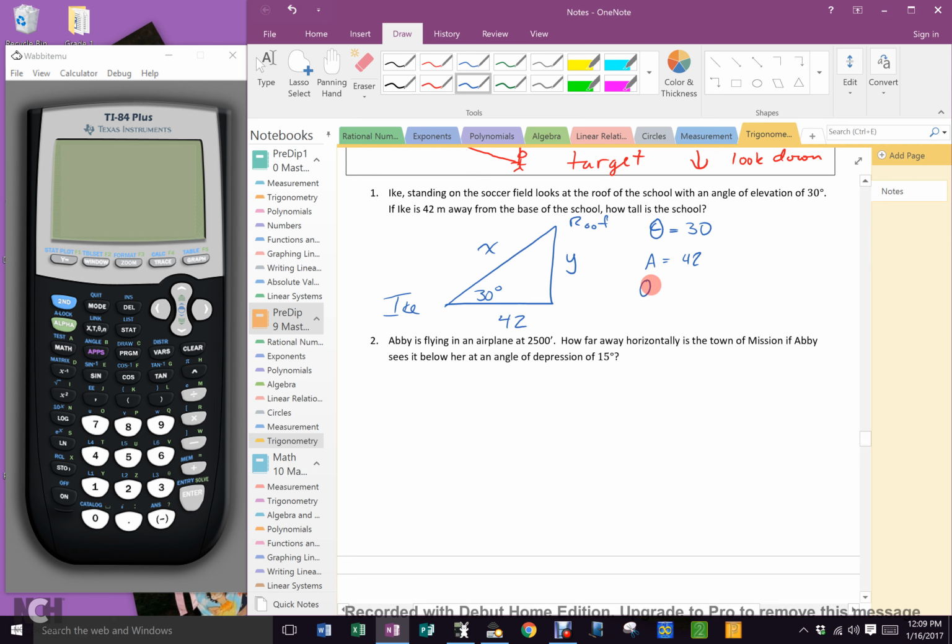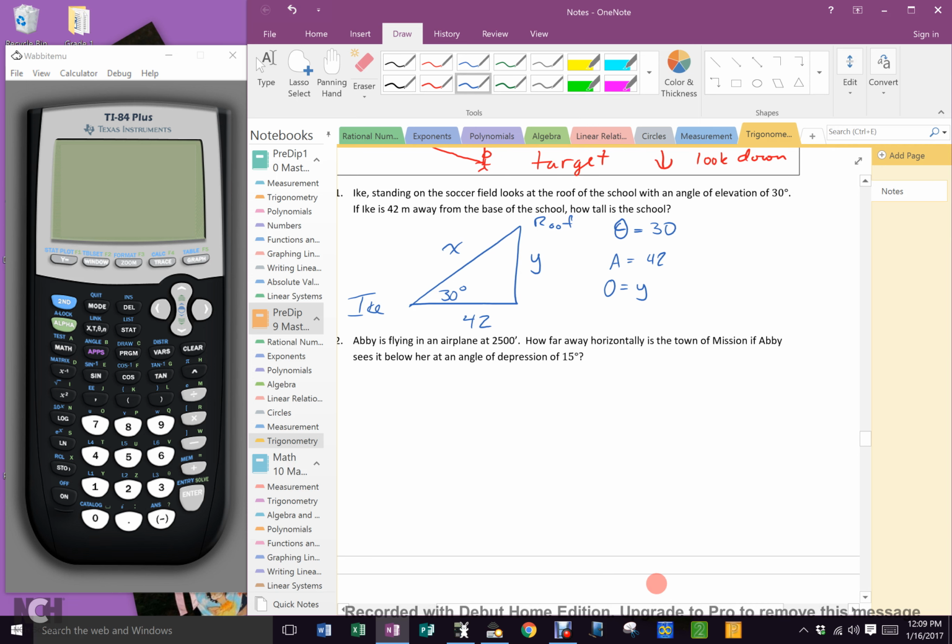Since I need an opposite, and that is y, what am I going to use that uses theta, opposite, and adjacent? Tan. Tan of 30 equals y divided by 42. Y over 42. Numbers on the bottom, what math is it? 42 tan 30. How many decimal places do I like for measurements? 2.